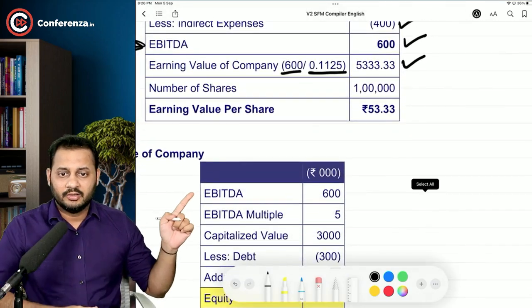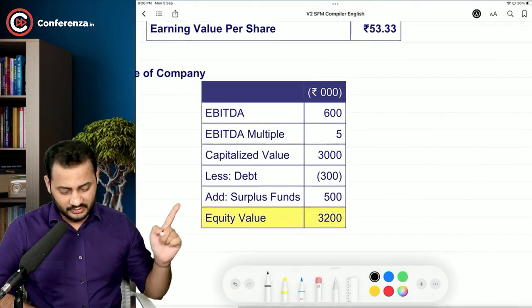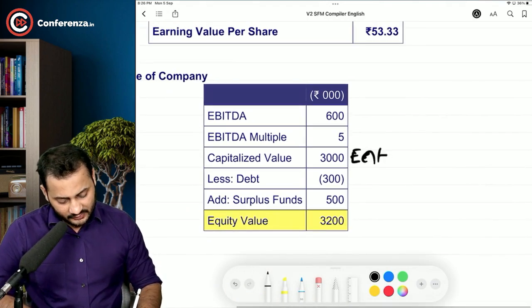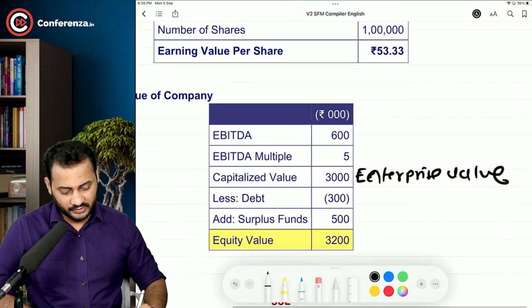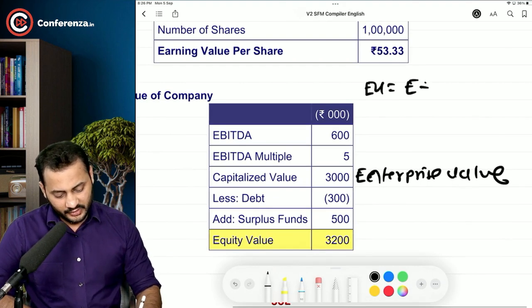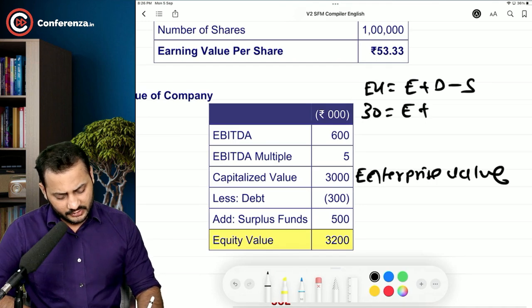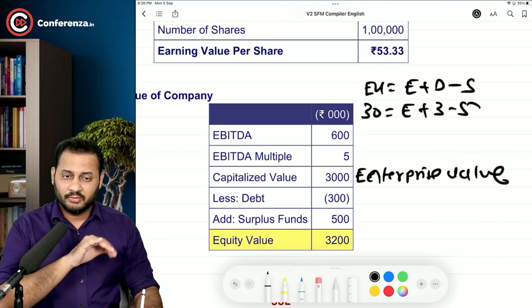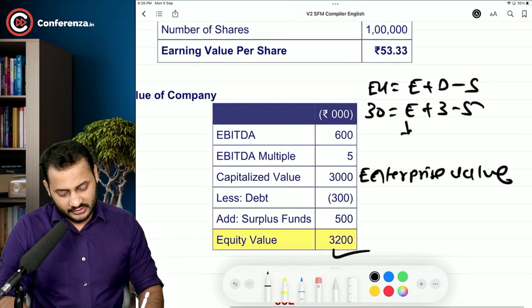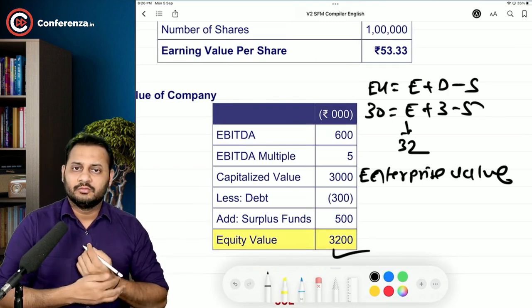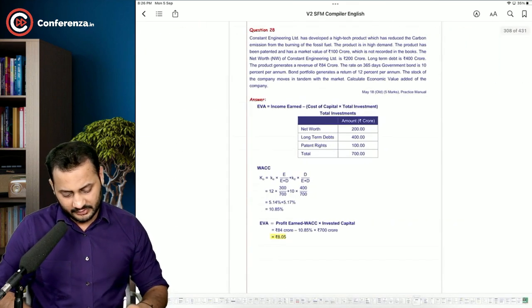Have a look. The EBITDA multiple capitalized value is 30 lakhs. This is called the enterprise value. In enterprise value, you will deduct the debt. If you remember the formula, EV is equal to equity value plus debt value minus surplus fund. So 30 is equal to equity value plus debt, which is how much? 3 minus 5. So that's minus 2. Minus 2 will go to that side and become plus 2. 32 lakhs is the equity value. This comes to 32. That's it. Simple question. It was from the study material.